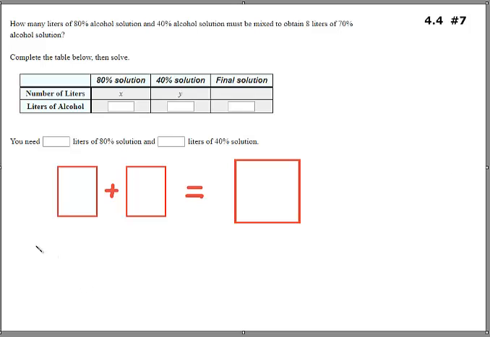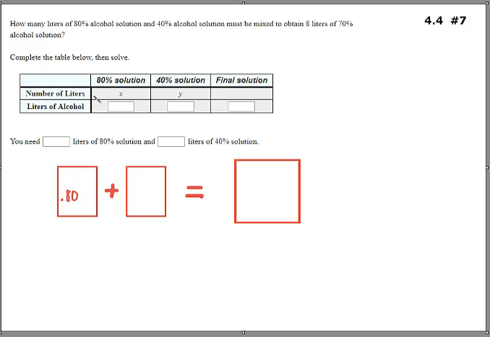Alright guys, here's an example of how to solve problem 4.4, number 7. Some of you have had a little difficulty with this one, so usually when I do these kind of solution problems, I make my little buckets here, and I know that this guy right here is 80% alcohol, so that's going to be 0.80 times however many liters are in this particular container.